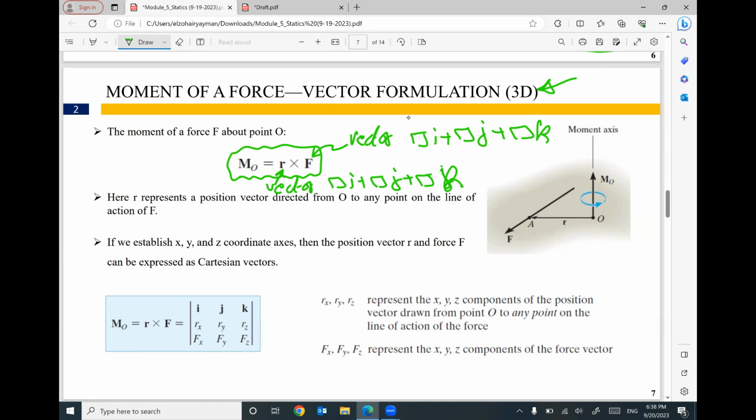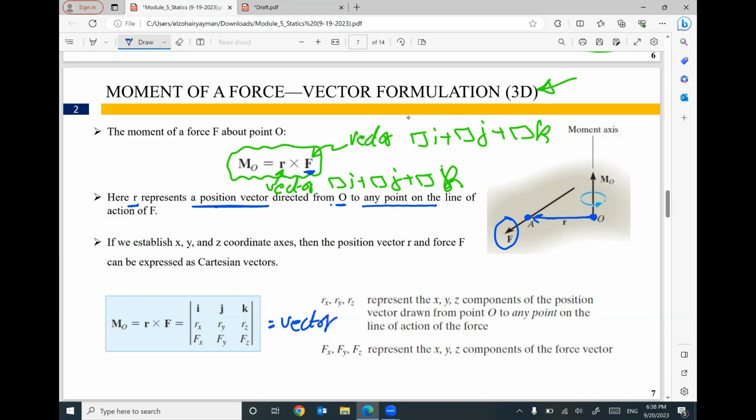Don't worry. But so far, if we have a force in 3 dimensions and a point, and we would like to figure out the value of the moment of this force about point O, we need to multiply 2 vectors. The first vector is called the position vector. R represents a position vector directed from point O to any point on the force. And the second vector is the vector of the force. If you multiply both of them by cross product, you can find your final moment as a vector.